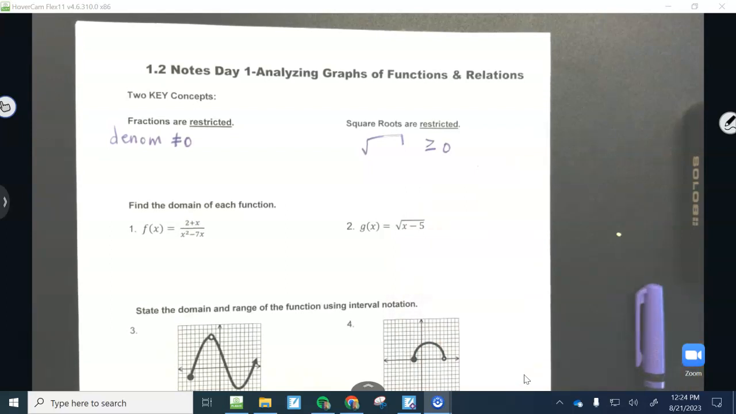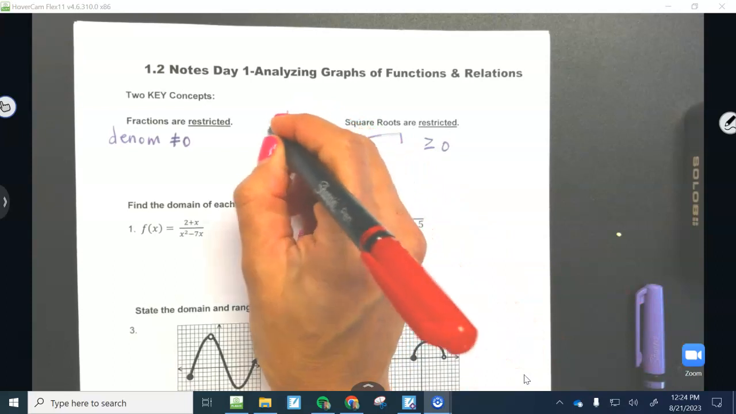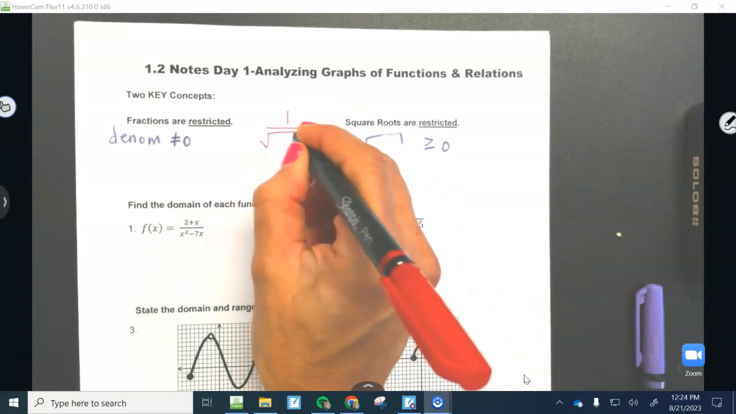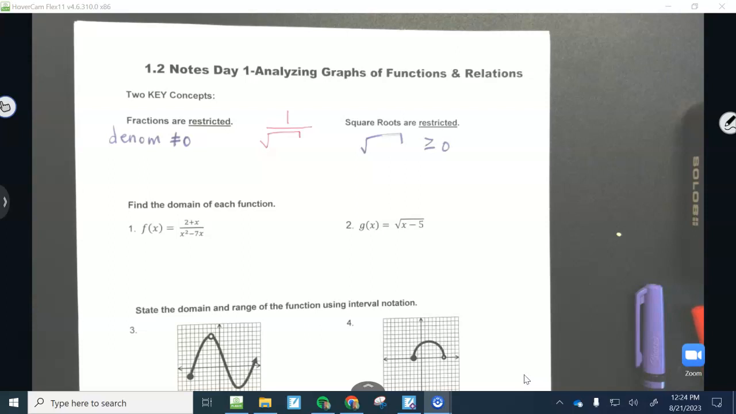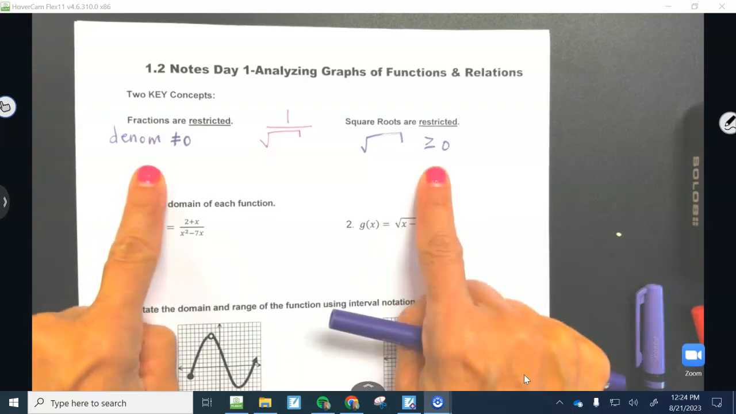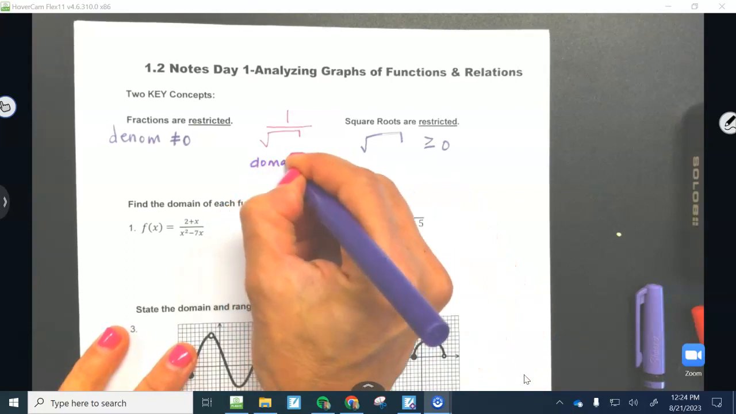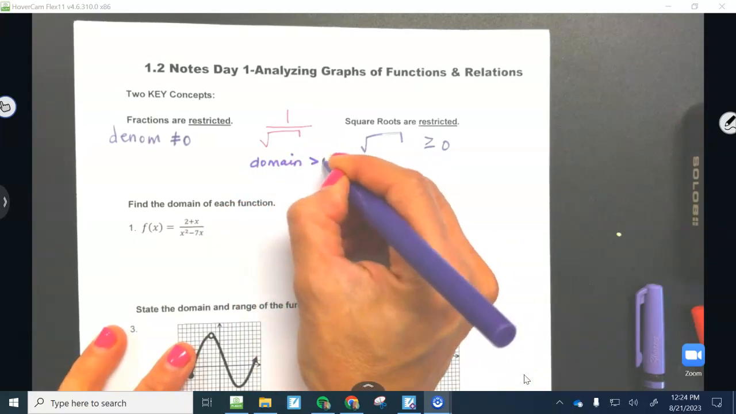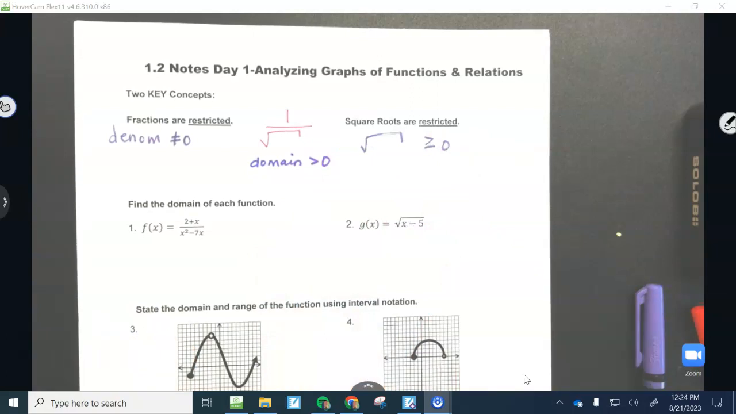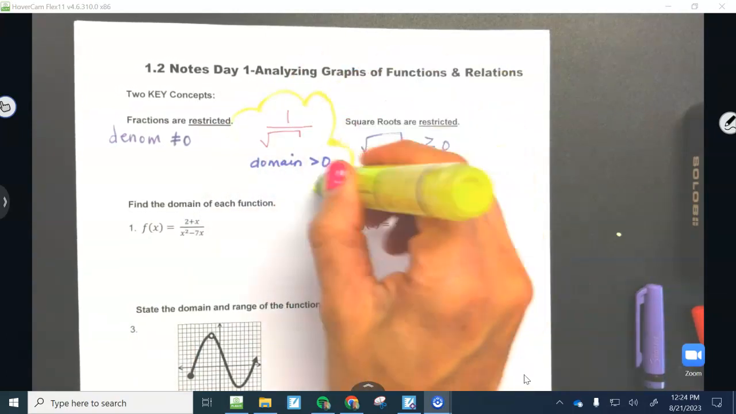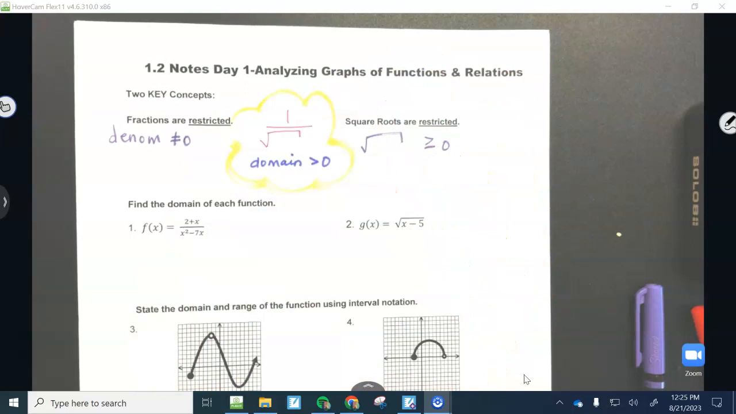There is one more, guys, that I want to talk to you about, and that is going to be a combo of both of these. What if I have a root in the denominator? What's going to be the restriction on that domain? Anyone want to take a guess? Perfect. Great job. So we're just going to say the domain for this is going to be just greater than 0. Good. That's right. So that's a combo of both of those.